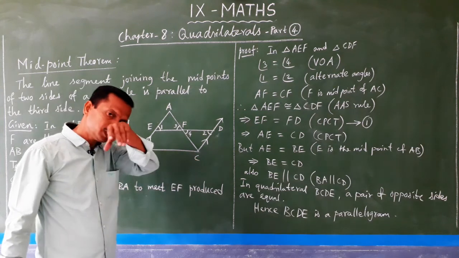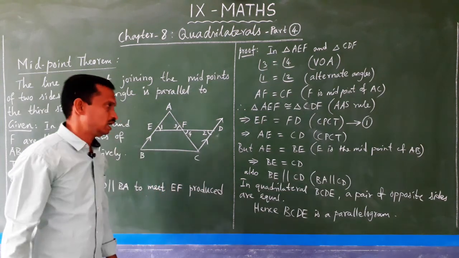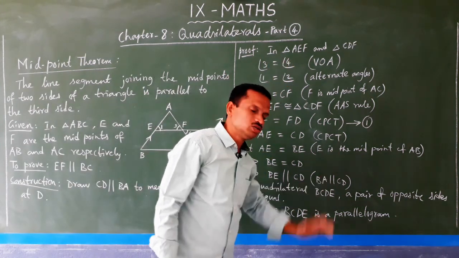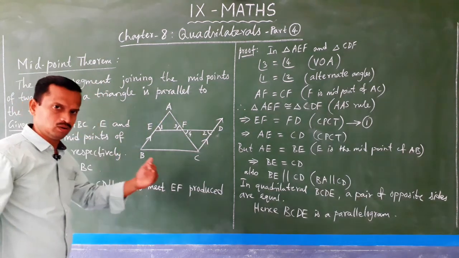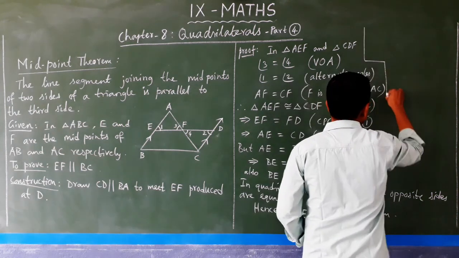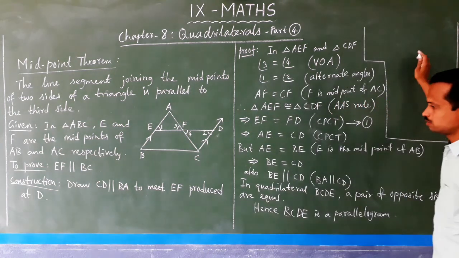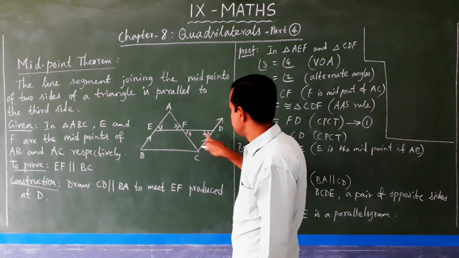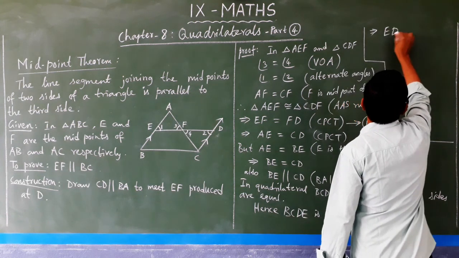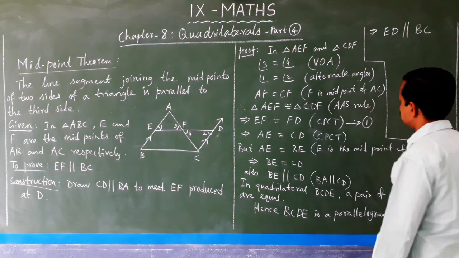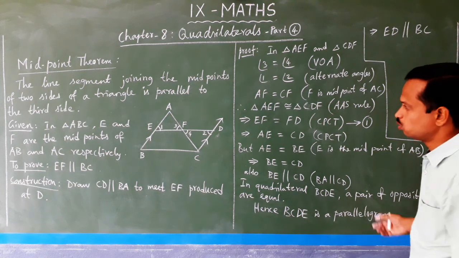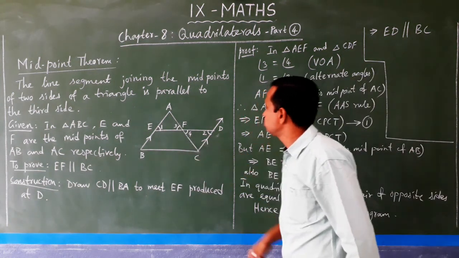Clear? BCDE, now we have proved it is a parallelogram. So just by taking these two triangles, we proved this quadrilateral BCDE is a parallelogram. So after proving that BCDE is a parallelogram, you see, ED is also parallel to BC. This implies ED is parallel to BC, because BCDE is a parallelogram, and therefore we know that in a parallelogram opposite sides are parallel and equal. So now we take ED parallel to BC.